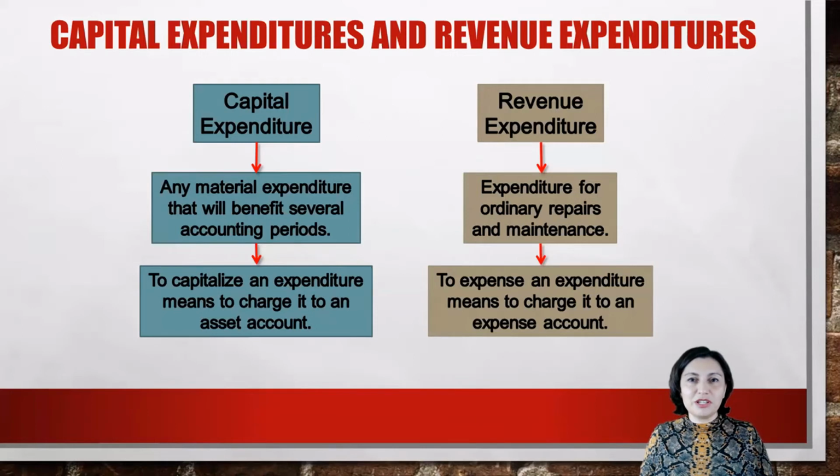Generally, subsequent expenditures for ordinary repairs are treated as revenue expenditures and charged to current period income as expenses. Subsequent expenditures that are for betterments are classified as extraordinary repairs. These should be treated as capital expenditures and charged to the asset account.